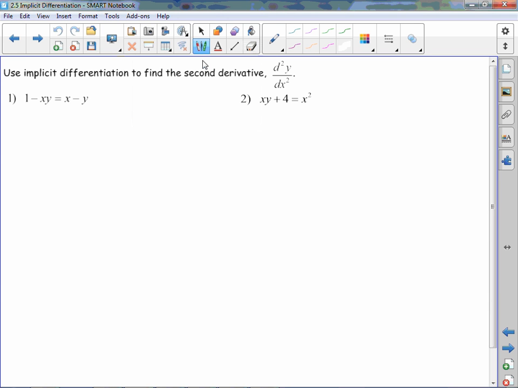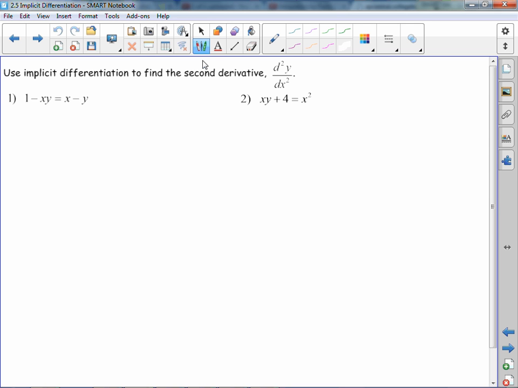So we want to use implicit differentiation to find the second derivative, d2y dx squared. There's one thing that's really different from any other differentiation that we do, and that is after we take the first derivative, then we'll start taking the second derivative, and we'll end up with a dy dx in it somewhere, and we'll always want to substitute the first derivative into that part. So let's take a look at the first one here.